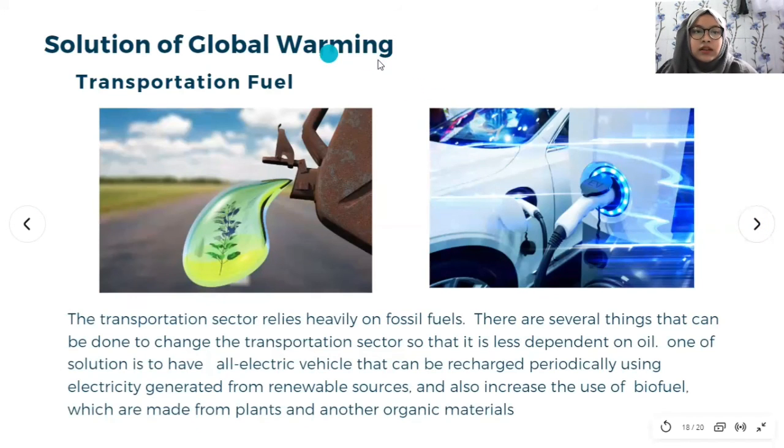So another solution to global warming is transportation fuel. The transportation sector relies heavily on fossil fuels. There are several things that can be done to change the transportation sector so that it is less dependent on oil. One of the solutions is to have all electric vehicles that can be recharged periodically using electricity generated from renewable sources, and also increase the use of biofuel, which is made from plants and other organic material.